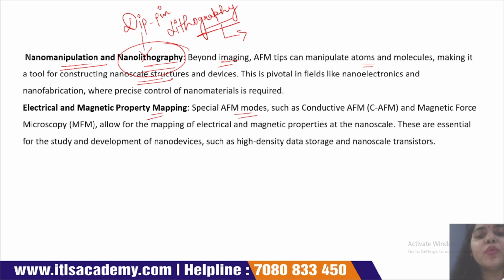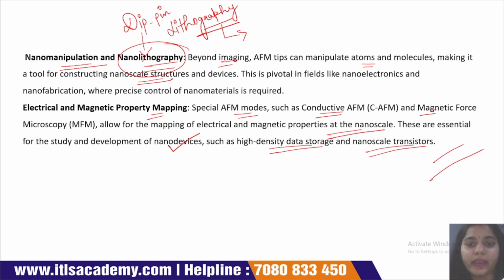Next is electrical and magnetic property mapping. Special AFM modes such as conductive AFM and magnetic AFM allow the mapping of electrical and magnetic properties at nanoscale. These are essential for the development of nanodevices such as high density data storage and nanoscale transistors. These are the applications of AFM.